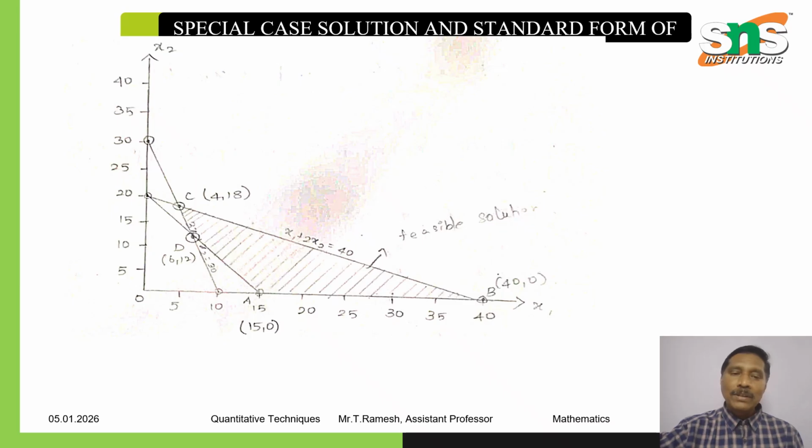Okay. Similarly, what is this point? It is the intersection of these two lines. Therefore, we solve these two lines. Then we get the point 6, comma 12. Okay. So these are all the coordinate points.